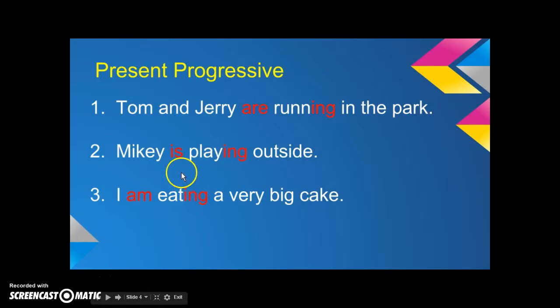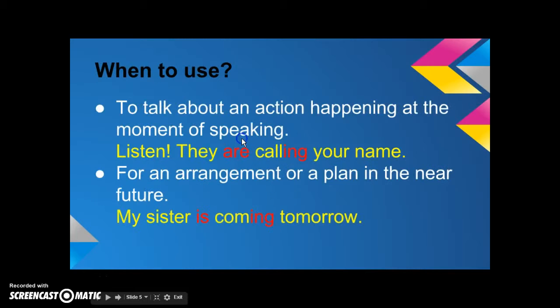Pay attention that in all the sentences we have in red the verb be, am, is, or are, and the ending ing. They always go together in the present progressive, in the present tenses in general. So you won't find just ing without the verb be and the opposite. They must go together. Pay attention to that.